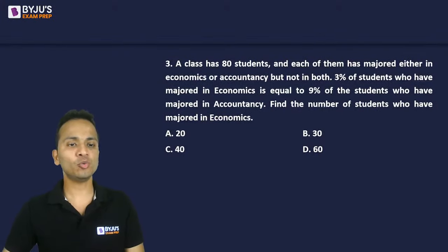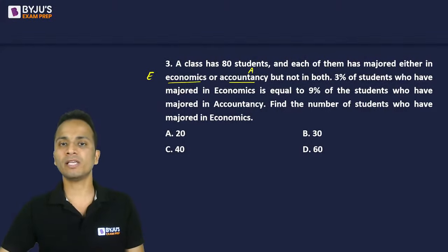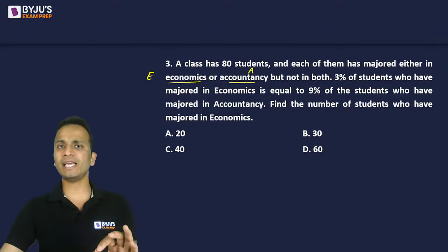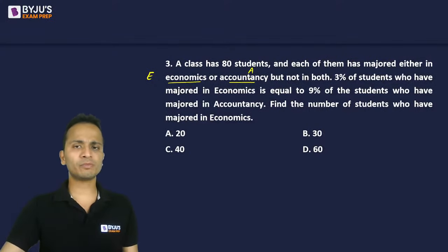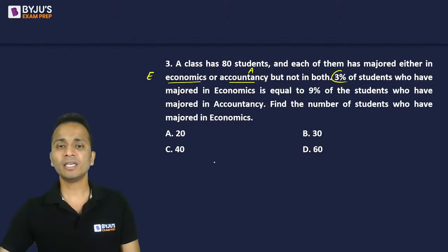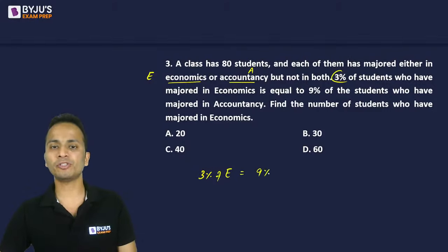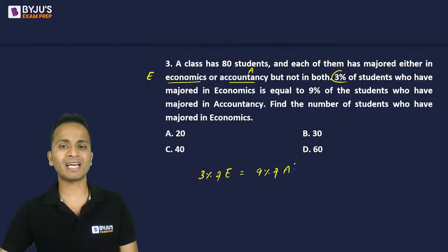Now, total 80 students are there. Each one has majored either in economics or accountancy. So let's say E is the number of students who have majored in economics, and let's say the number of students in accountancy is A. So the total number of students is 80; they will major either in economics or in accountancy, such that 3% of students who have majored in economics is equal to 9% of students who have majored in accountancy.